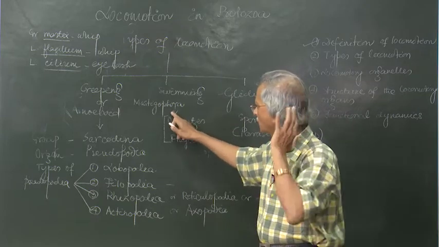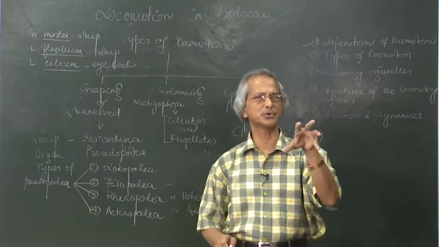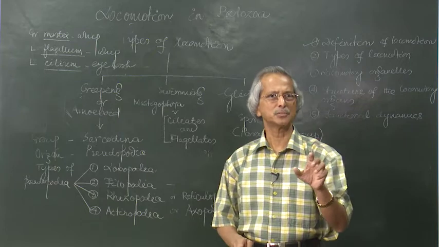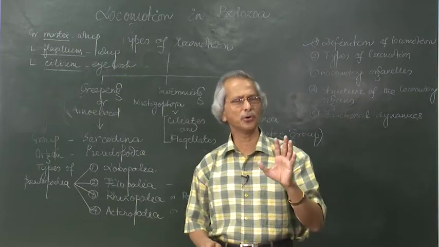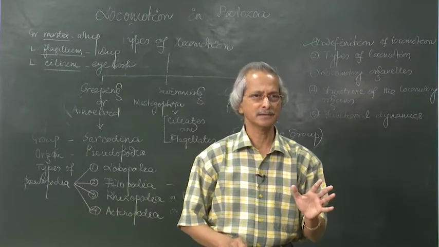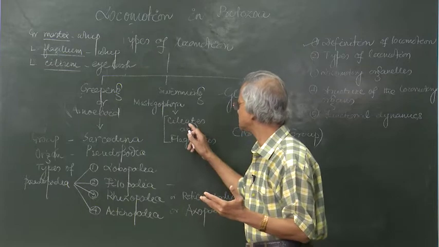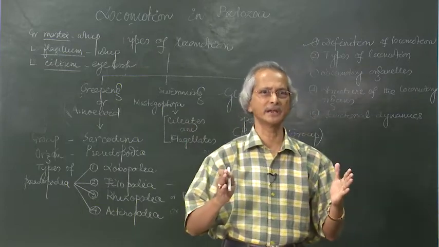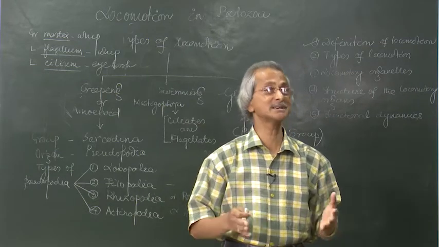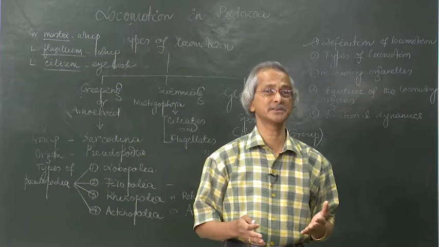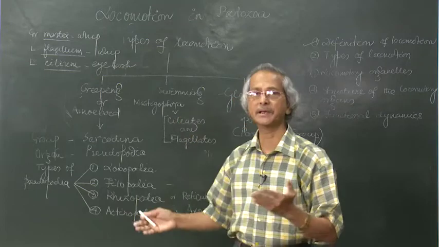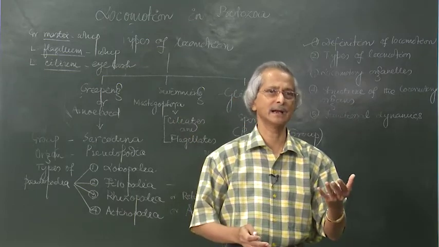So, Mastigophora or Mastigophorans are characterized by swimming type of movement because of the presence of a whip-like structure which is known as flagellum. Flagellum and cilium, these two organelles are morphologically and physiologically identical. When you talk of cilia and flagella, morphologically and physiologically they are identical, but there are spectacular, significant differences between cilia and flagella.